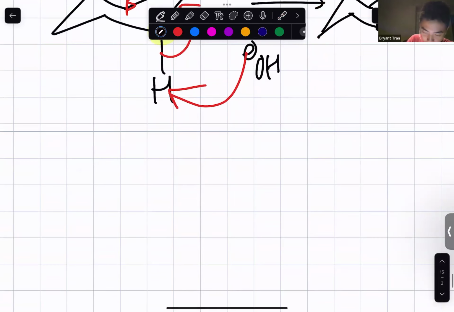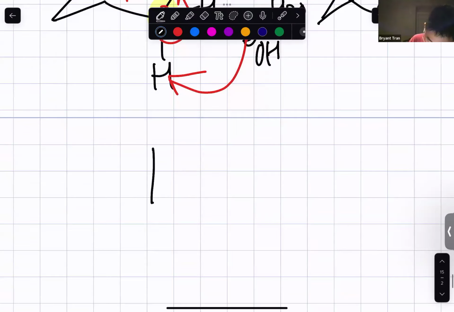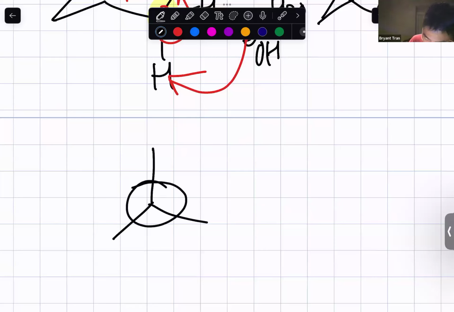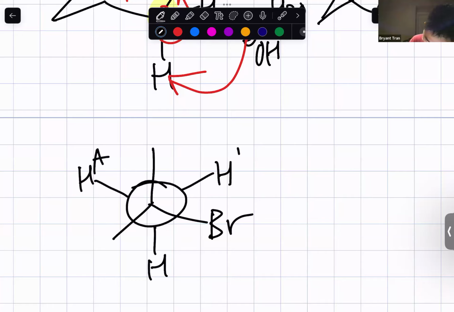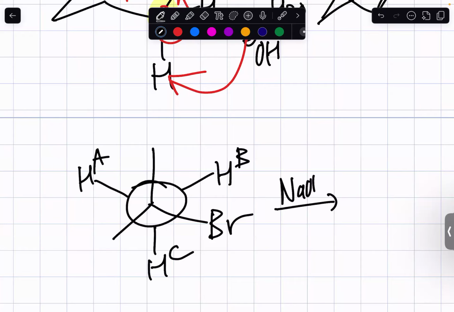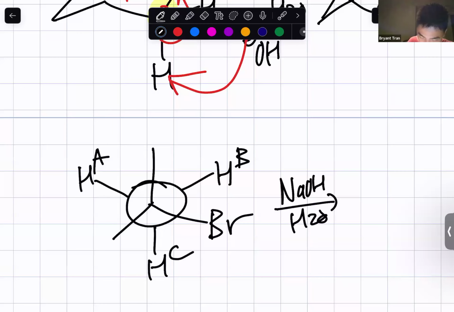Newman projections, we can still follow the anti-periplanar transition state because let's say that's the leaving group right there. And then let's say these are hydrogens, right? Let's say this is hydrogen A, this is B, this is C. Which hydrogen would you grab to follow the anti-periplanar transition state? A. Yep, A, because that's anti to the leaving group.